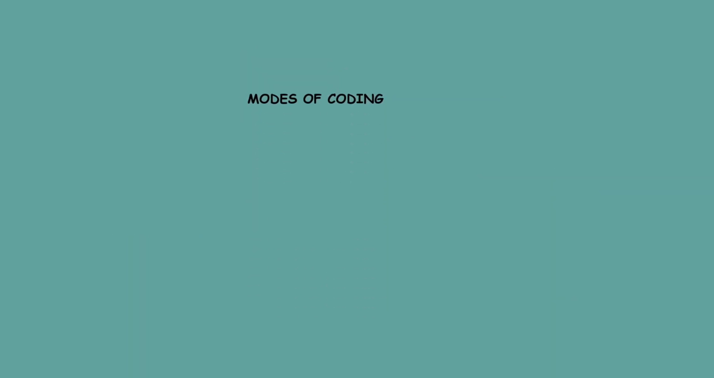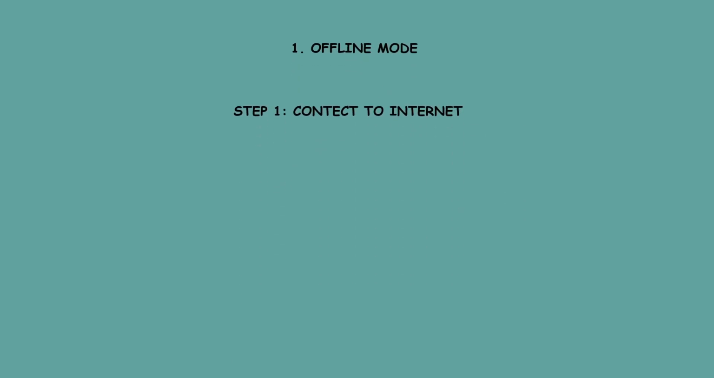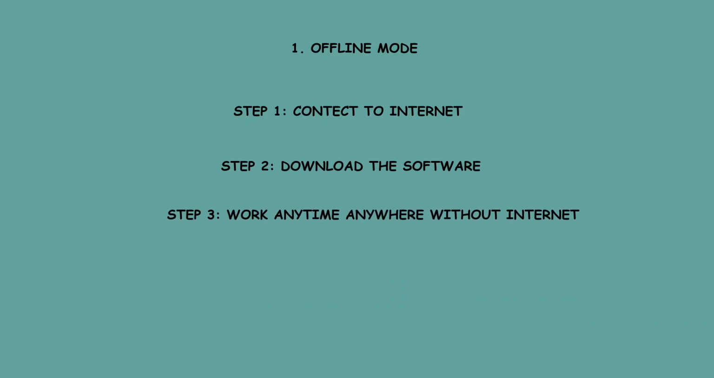Moving ahead, there are modes of coding. That means how do we write the code in which manner. So there are two modes. One is offline and one is online. If we talk about offline mode, step number one is to connect to the internet. Step number two is to download the software. Step number three is to work on the software without internet.